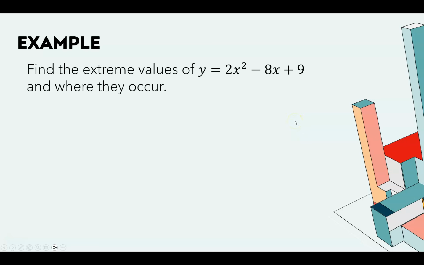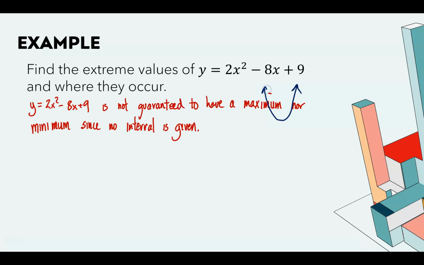So we'll end off with an easy example, and hopefully you can figure out why finding the extreme values of 2x squared minus 8x plus 9 is pretty easy. And that is, well, we know this is a parabola. There's no implied domain restriction. So no maximum, no minimum is guaranteed because we are not given a closed interval.